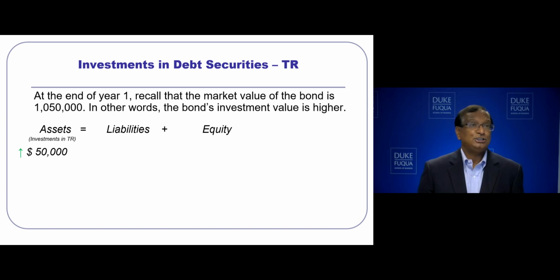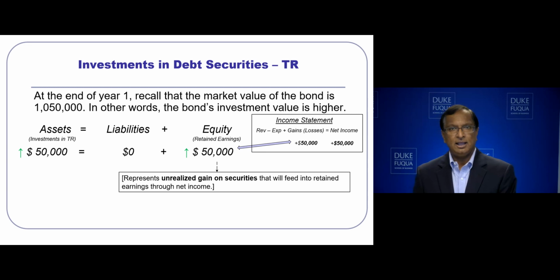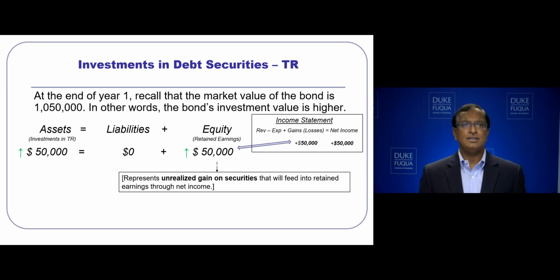And we know that the balance sheet will have to balance, and this is implicitly a gain, which means we need to put it on the equity side of the balance sheet, and the gains go into the income statement. Notice that this is an unrealized gain because there is a value change, but it has not yet been realized because the firm hasn't sold the assets yet. And the unrealized gain will be recorded in the income statement that will feed into retained earnings through net income.